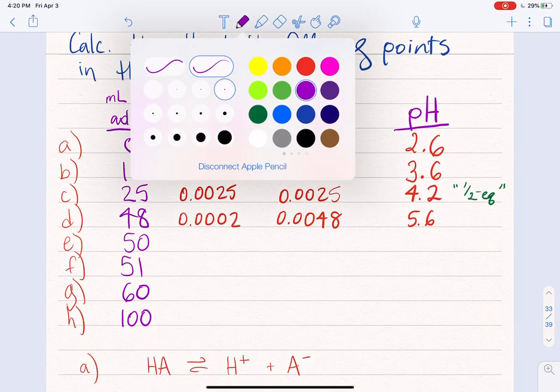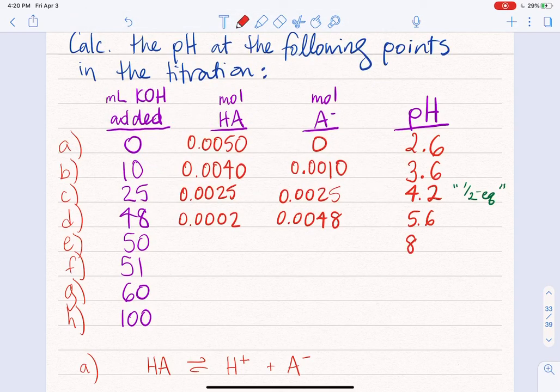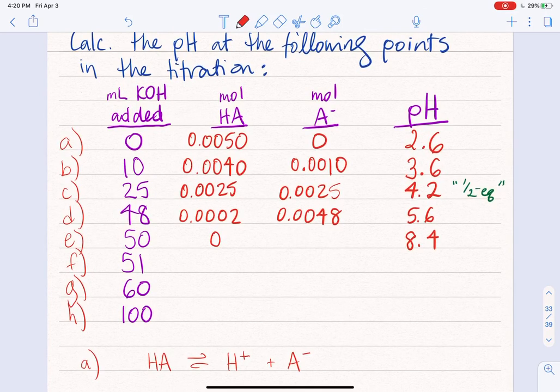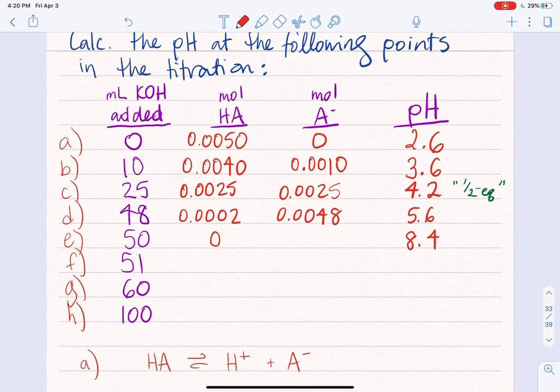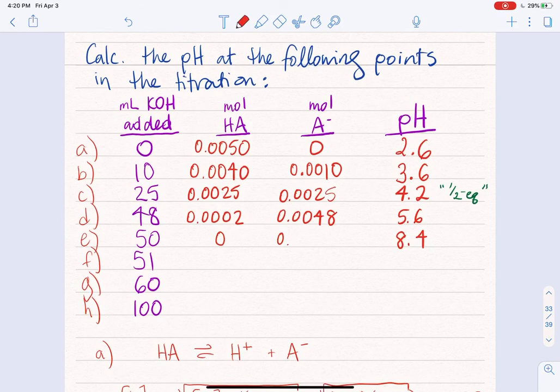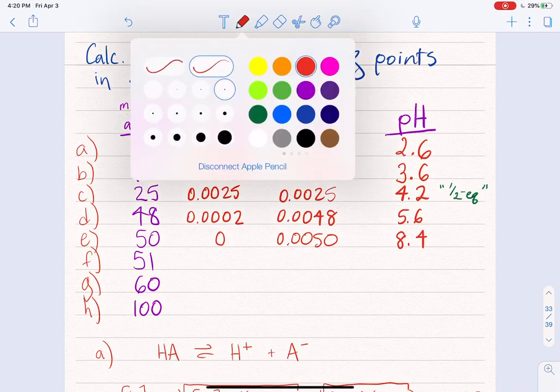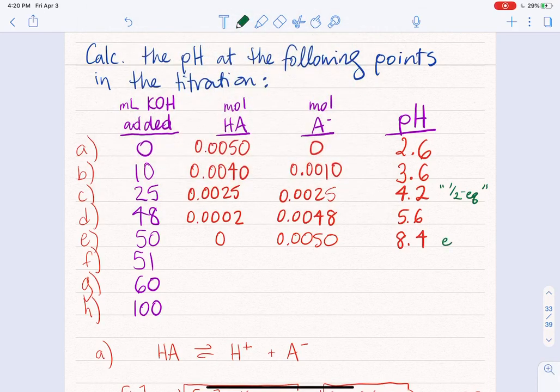So going back to my data chart, I have a pH of 8.4 at equivalence. I have wiped out all of my weak acid, and all I'm left with at this point in the titration is the conjugate base. Okay, so in the next video, we'll go beyond the equivalence point in the titration. Let me just label this as equivalence point.